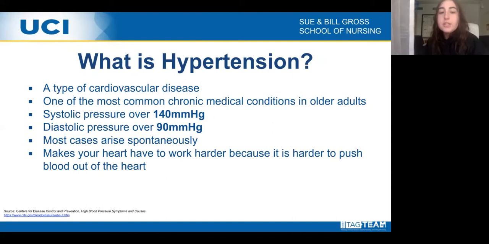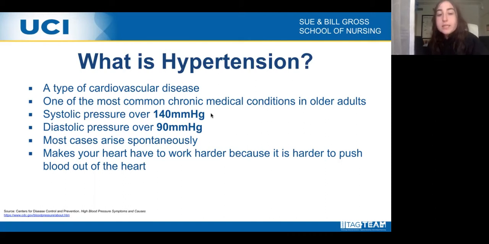Hypertension is a type of cardiovascular disease that is one of the most common medical conditions in older adults, especially one that's chronic. It's characterized by high blood pressure readings. And in patients that have hypertension, they tend to have a systolic pressure that is at or above 130 millimeters of mercury. And their diastolic pressure is going to be over 90 millimeters of mercury.